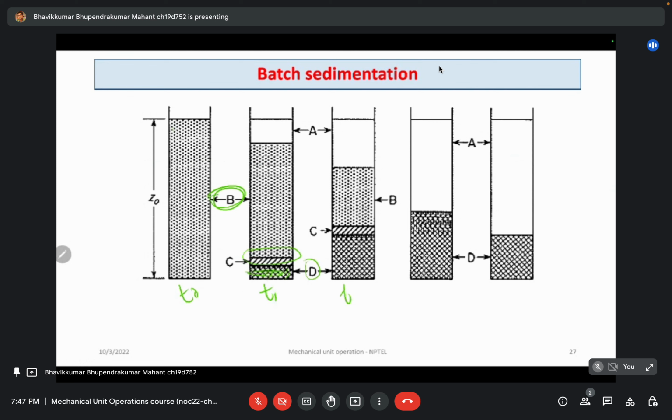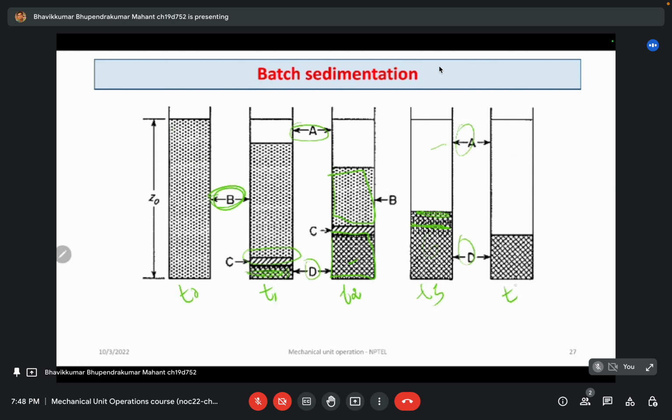Now after some time, if we provide more time, this sludge section D increases in height, and the B section height decreases because it converts into sludge and clear liquid. The clear liquid is denoted as A. So these are the denotations. After again some time, mostly the whole B converts into D. Although some C is there, you can't see it by naked eye. So there are mainly two sections: A is the clear liquid, D is the sludge.